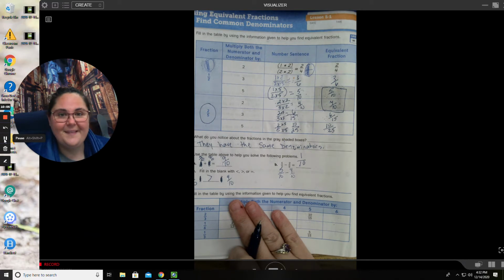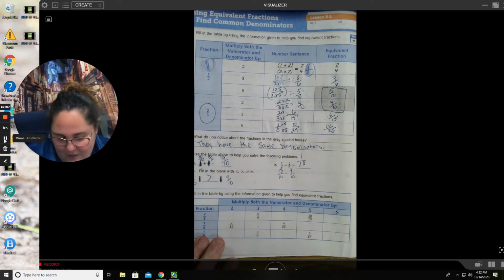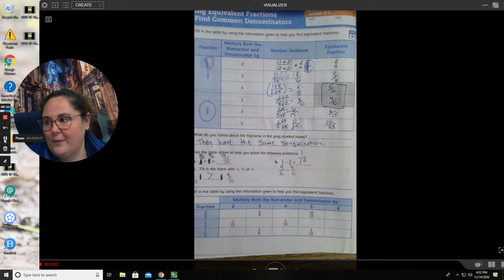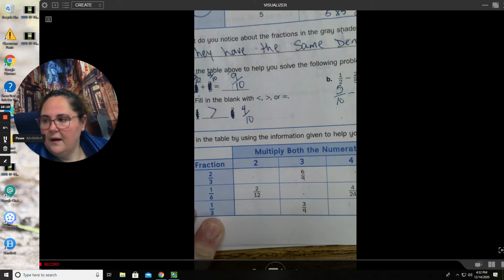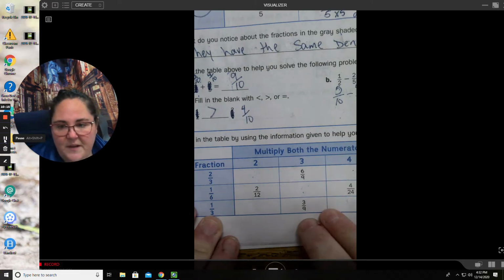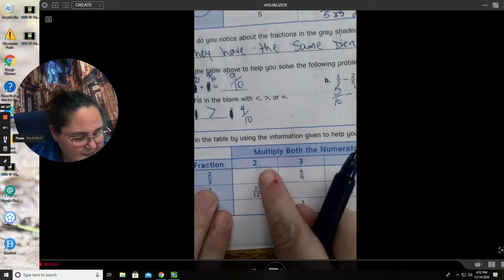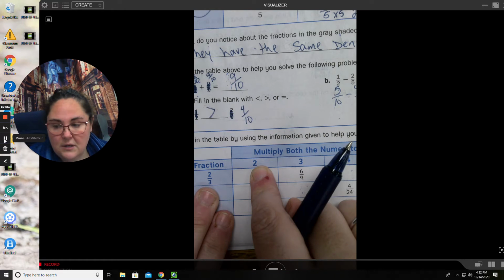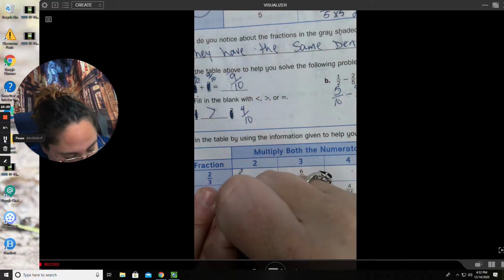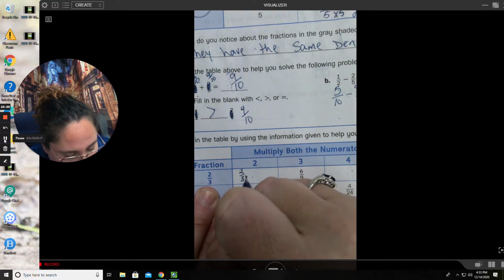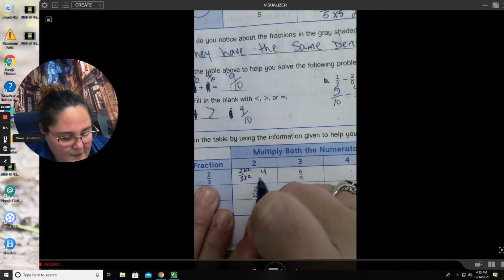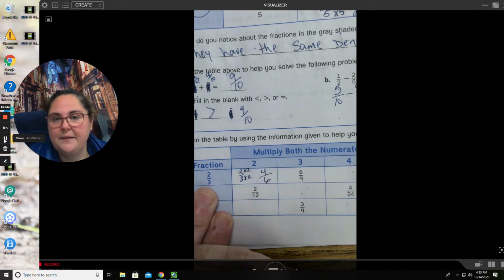Okay? Let's look at number 3. I'm going to zoom in for you so you can see exactly what we're doing. All right, we're going to be filling in the table using the information given to help us. So just like we did before, we're going to multiply the numerator and denominator by 2. So 2/3, multiply the bottom and the top by 2. 2 times 2 is 4. 3 times 2 is 6. That's how I do that problem.